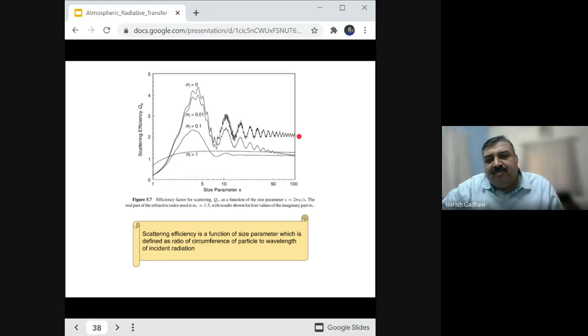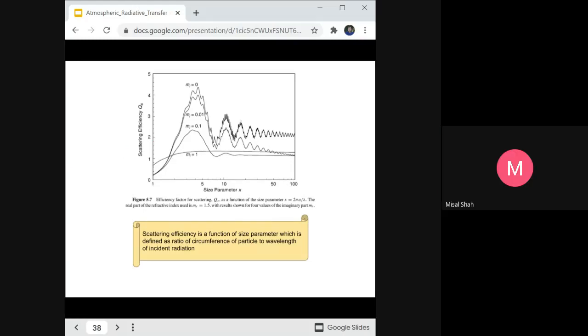But eventually, if you take a very, very large particle, for example, what is the typical size of cloud droplets? Does anyone have an idea? Have you seen raindrops first? How many of you have an idea about raindrop sizes? Do you have measurements? Sir, is it in microns or something?